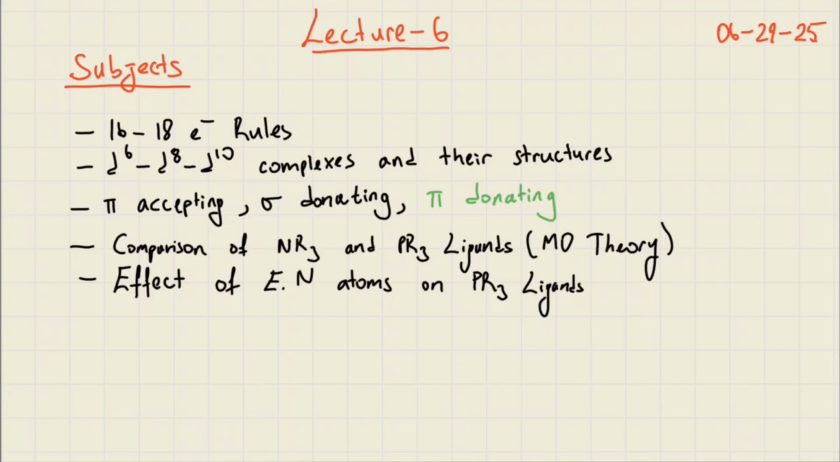Today I will talk about the 18 and 16 electron rules. Then I will talk about the D6, D8 and D10 complexes and their structures. I will talk about the ligands: pi-accepting ligands, sigma-donating ligands and pi-donating ligands, which is a new concept for us. And I will compare the NR3 and PR3 ligands by using the LUMO theory. And finally, I will show the effect of electronegative atoms on PR3 ligands.